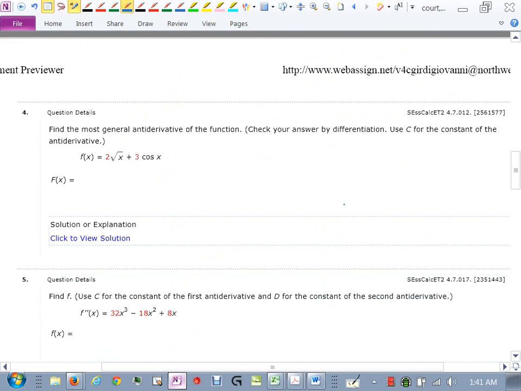All right, for this one, just rewrite it real quick. This is 2x to the 1/2 plus 3 cosine x. So on this first one, I'm going to have the 2 in front. The antiderivative of that, you have 2, then 1 over, you do the n, which is 1/2, plus 1. 1/2 plus 1 is 3/2, so 3/2, x to the 3/2. Plus, now that we have a constant in front, 3.